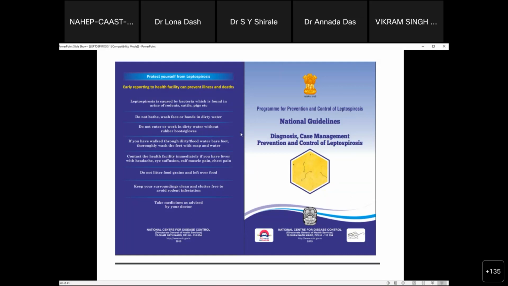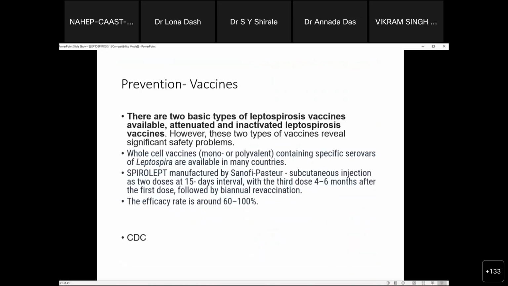People should wear rubber boots and gloves if there is flooding and they have to walk through flooded waters, and cover the abrasions on their lower limbs and hands if possible. They should not litter food grain and leftover food, should keep the surroundings clean, and should wash hands and face if they have come in contact with dirty water, and not use dirty water for these activities. So there is a multi-pronged approach from all government bodies and a lot of government initiative for this.